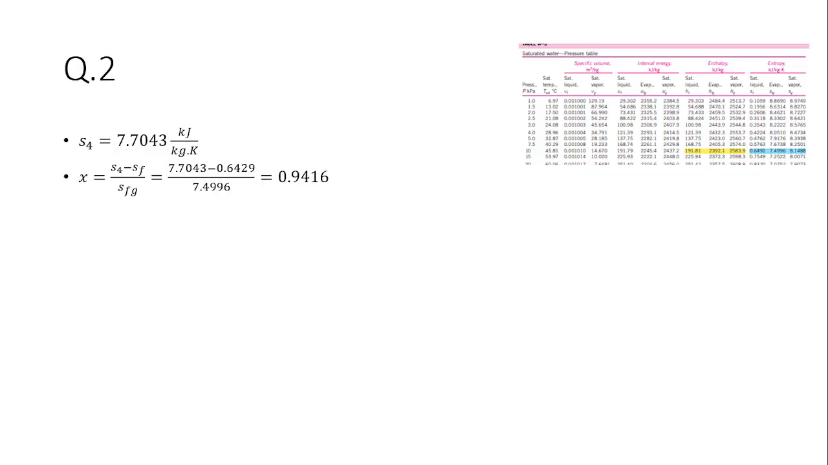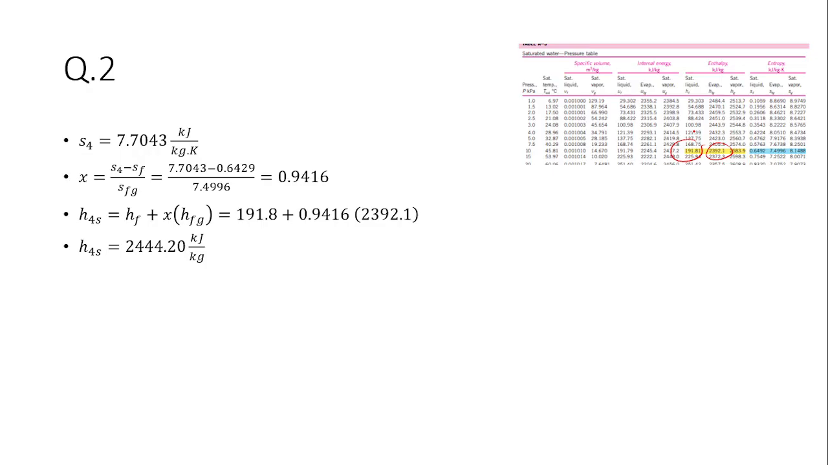So we'll find our quality, right? So the same approach as what we did previously. We find the quality. We use the quality to find the enthalpy. So we read our HF and then our HFG, find our enthalpy for the isentropic case. Remember, this formula or this approach was used for the isentropic case. Now we can find our isentropic efficiency.